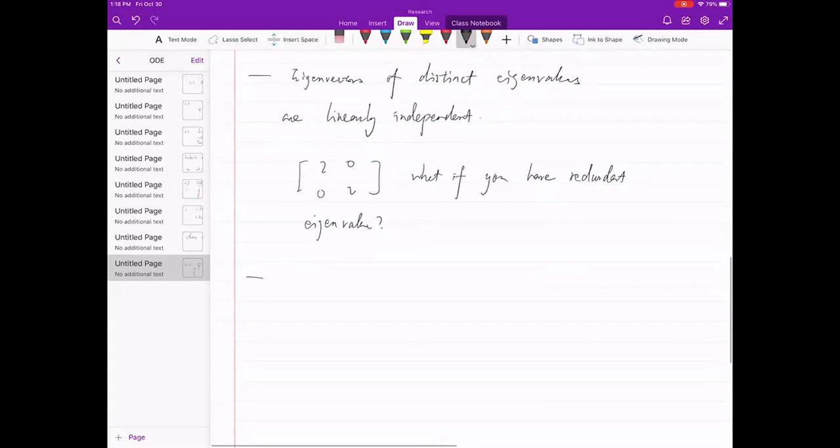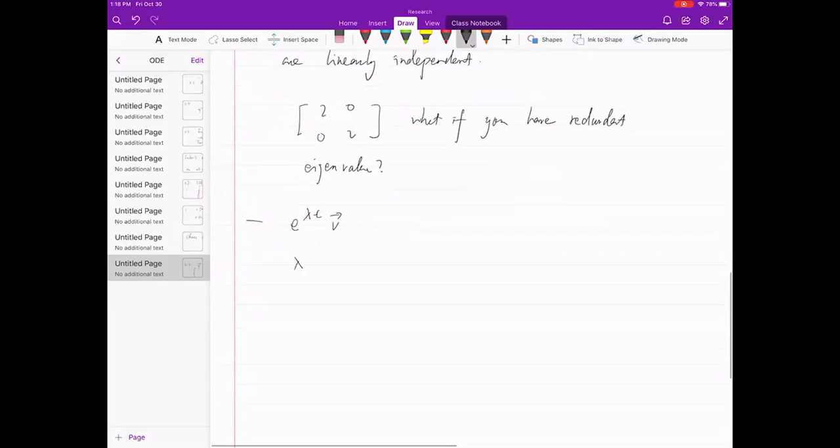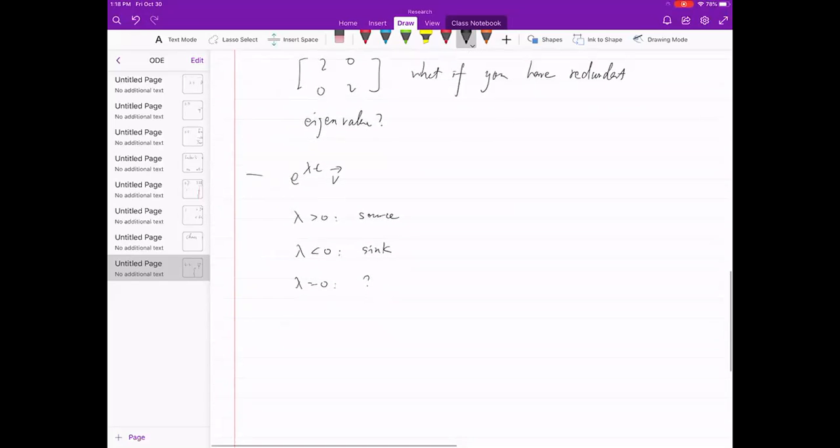Second leftover, you have e to the lambda t v for all your general solutions. From here, we can see this is basically an exponential decay or exponential growth. It really depends on whether lambda is positive or negative. If lambda is bigger than 0, we have a source because you basically go away. Lambda less than 0, basically we have a sink. And if lambda equals 0, we have something we call a node. Let's just leave it for now. But clearly, we can talk about equilibriums in this way.